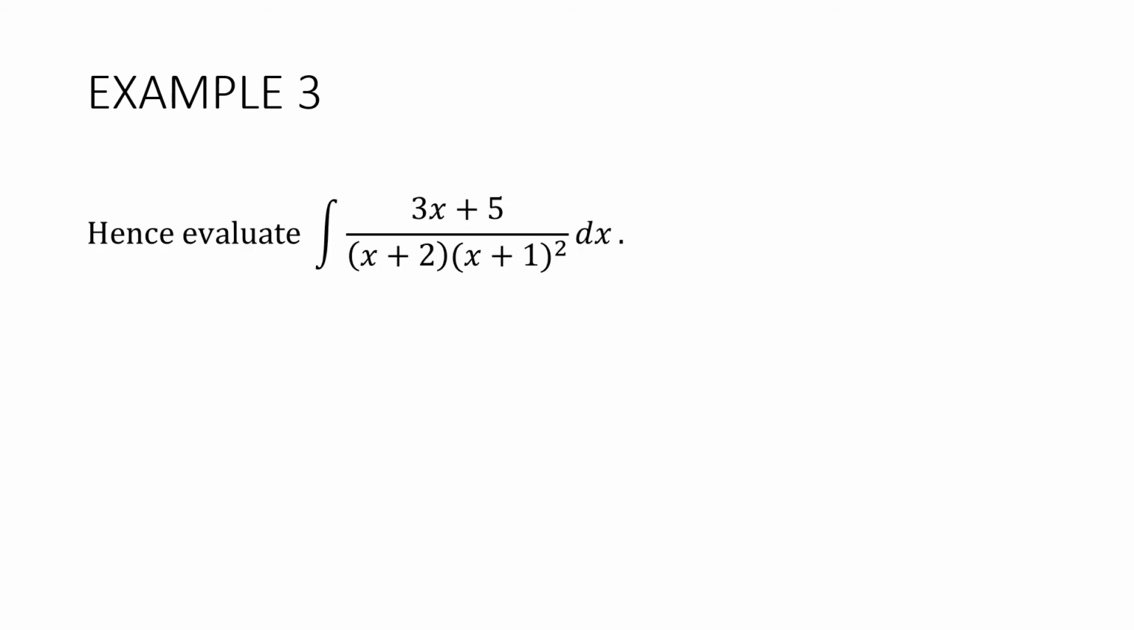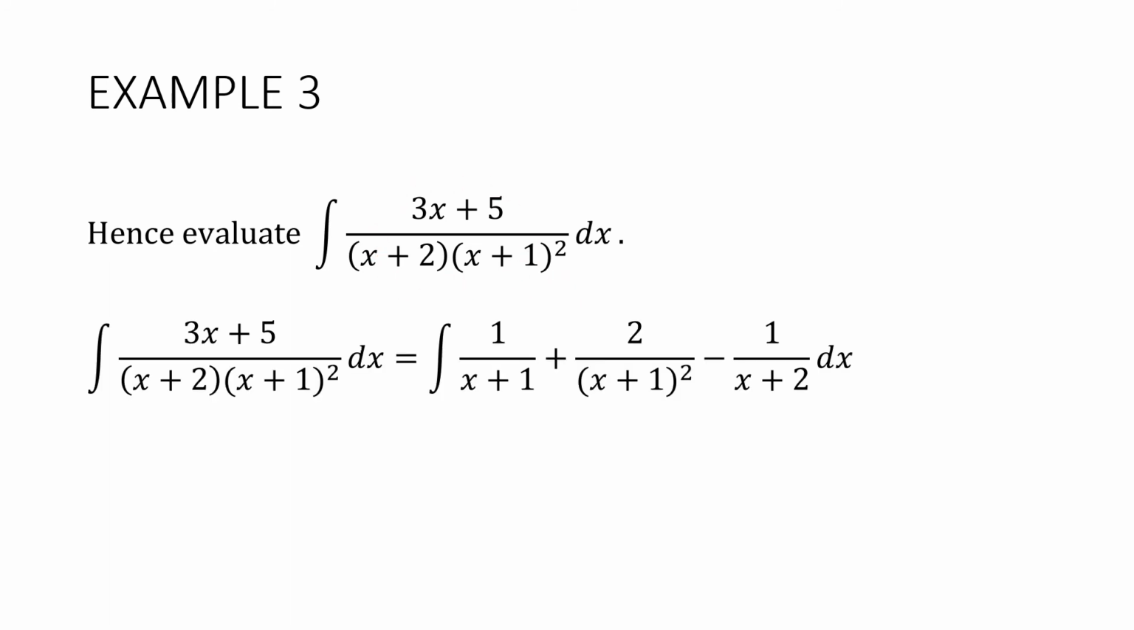Hence, evaluate the integral of 3x plus 5 over x plus 2 in brackets multiplied by x plus 1 all squared dx. Now, we've already done all the hard work. We just need to replace this with that set of individual fractions. Right, what have we got? This is a log, this is a log, and this is just the reverse chain rule.